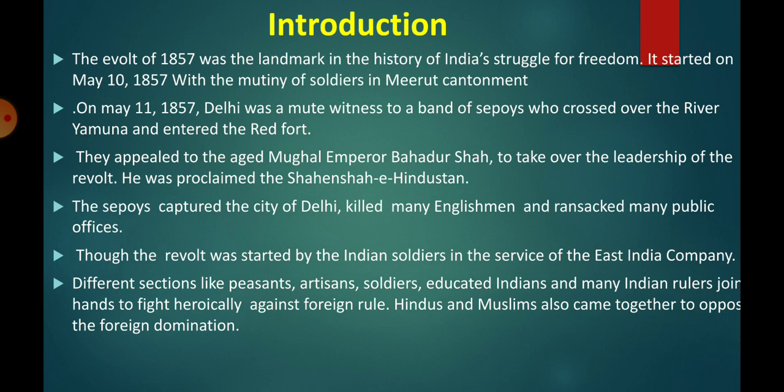The revolt started on May 10, 1857 with the mutiny of soldiers in Meerut cantonment. In Meerut, in UP, some soldiers started the revolt against the British on May 10, 1857. The soldiers then marched towards Delhi. On May 11, 1857, they reached Delhi by crossing the river Yamuna and entered the Red Fort.